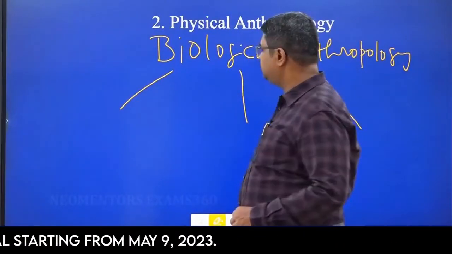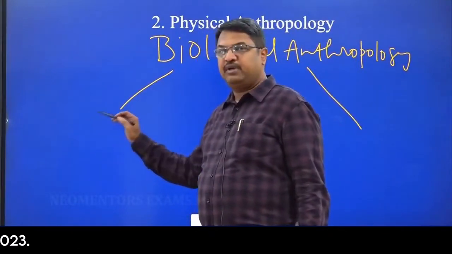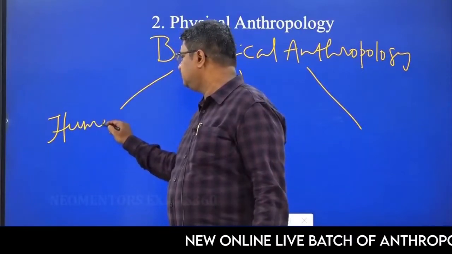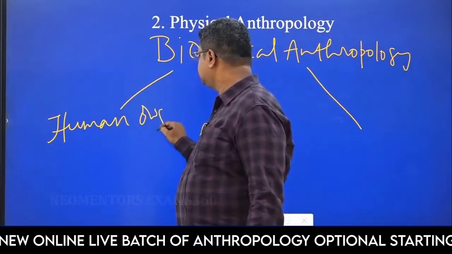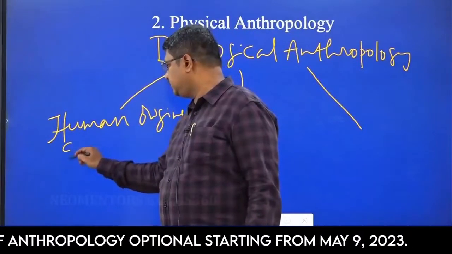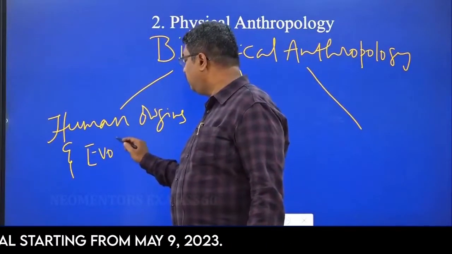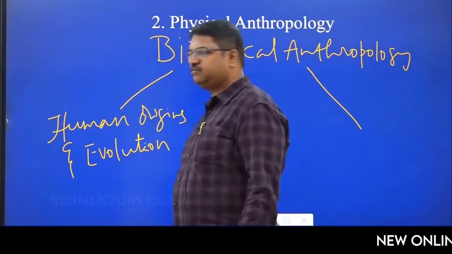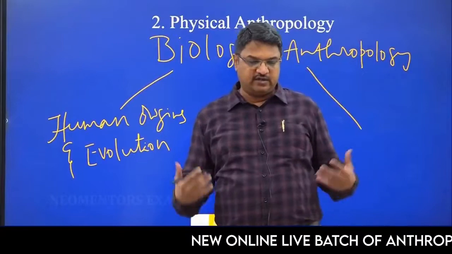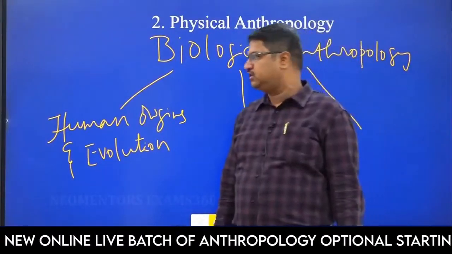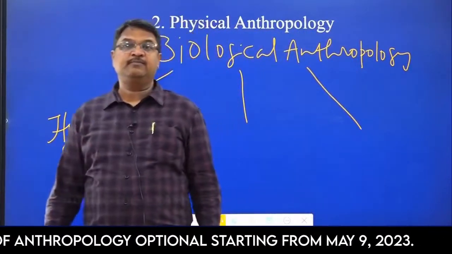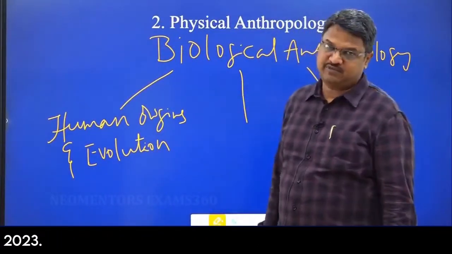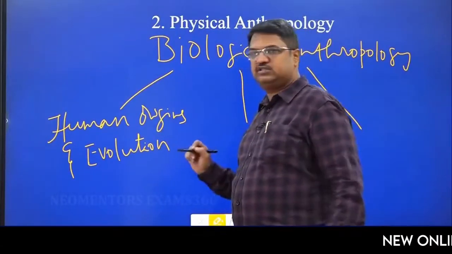So what is biological anthropology dealing with? Basically it is all about human origins and evolution. How we have originated, right? And how we have evolved today. It's an extraordinary part. We'll completely fall in love with the subject. The moment you start dealing with this topic, human emergence, origins and evolution, even non-biology students will start falling in love with the subject. I can guarantee that.